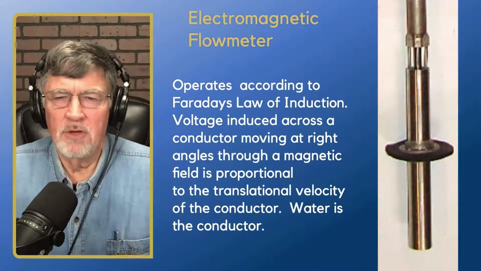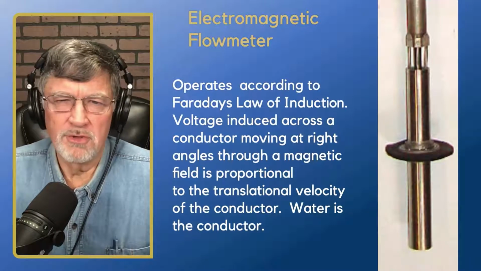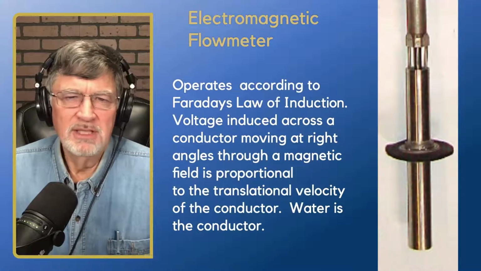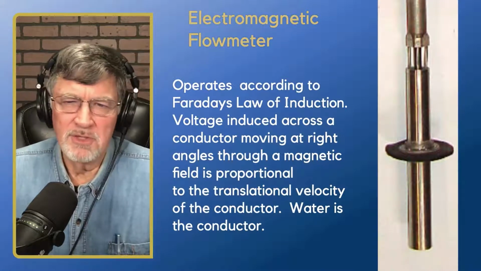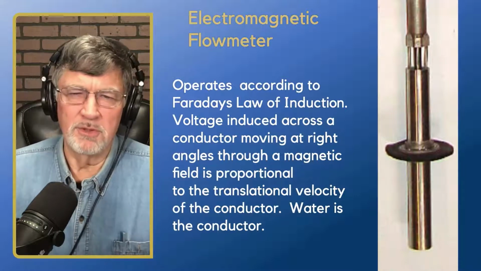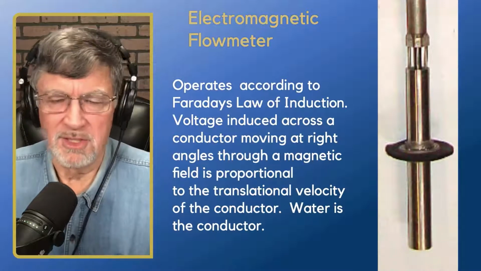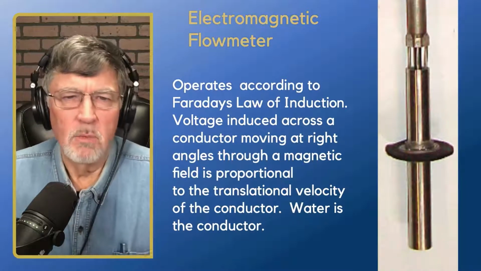The electromagnetic flow meter, this is one view of that. It's going to have a diverter skirt also. It operates according to Faraday's law of induction. So there's a voltage induced across the conductor, moving at right angles through a magnetic field proportional to the translational velocity of the conductor. Water is the conductor in this case. So you have to have conductive water.